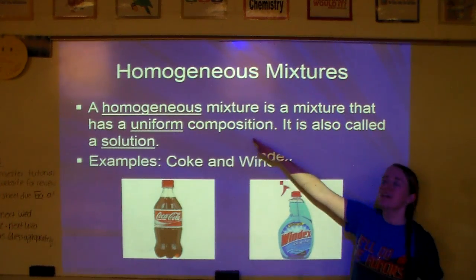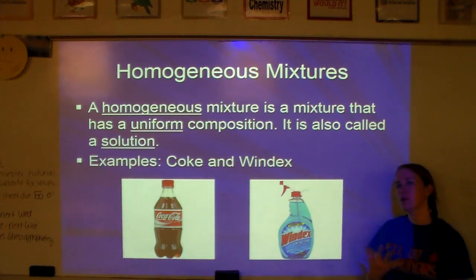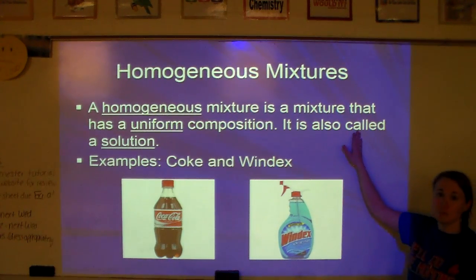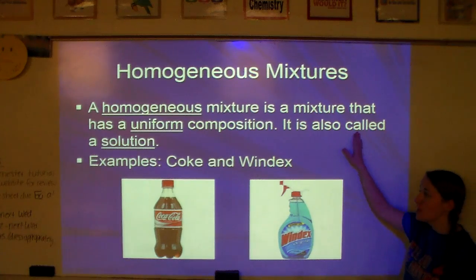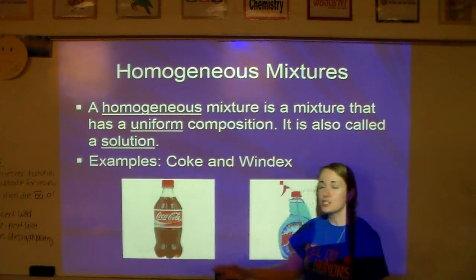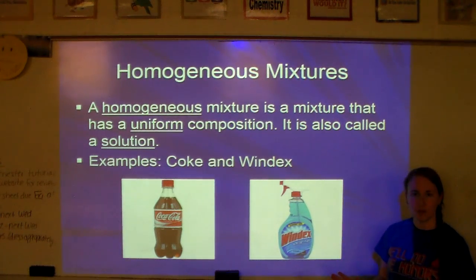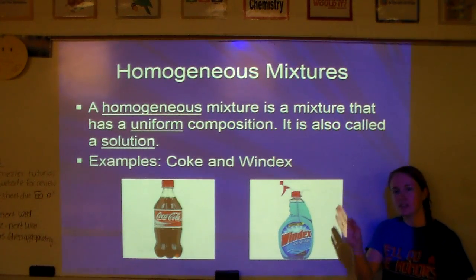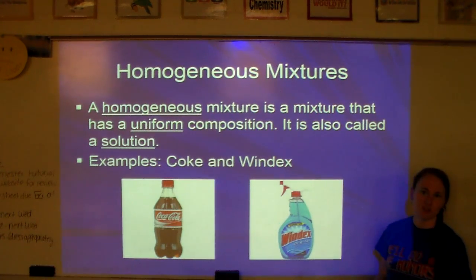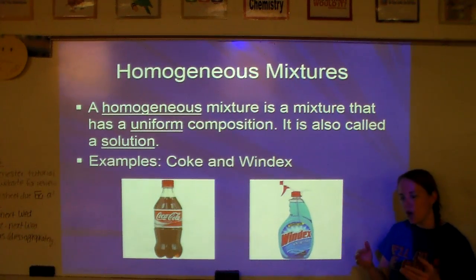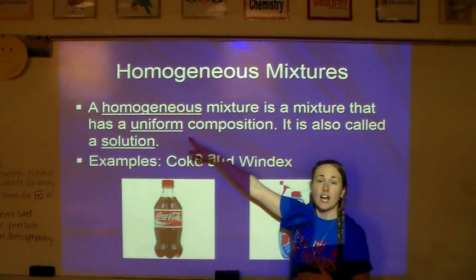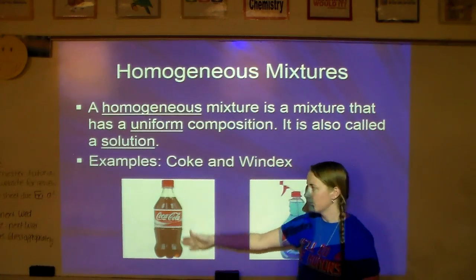All right, so it appears uniform throughout because the different parts are so small we can't see them. And a homogeneous mixture is also known as a solution. So an example would be like Coke. Okay, when you look at Coke, it just looks like one dark brown liquid. Like you can't see where there's sugar, where there's caffeine, where there's water. You can't see those different parts. They are so small and mixed so well together, it appears that it's uniform. It's not really uniform, it just appears that way.